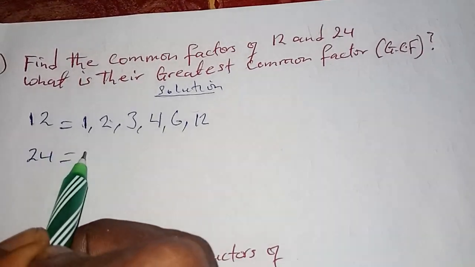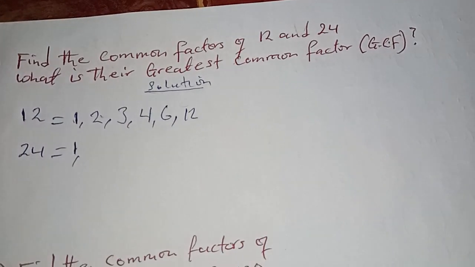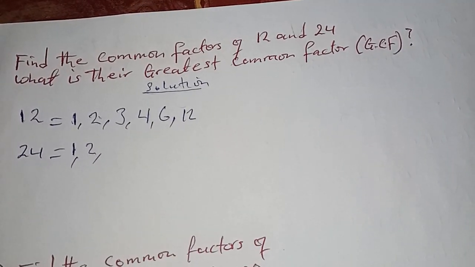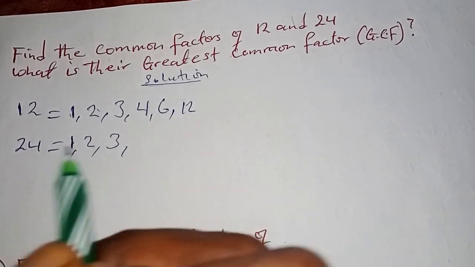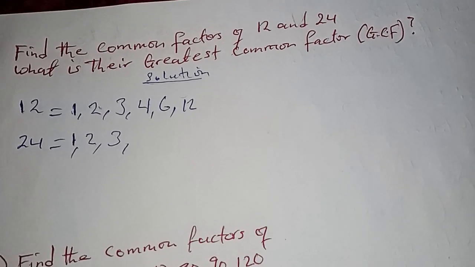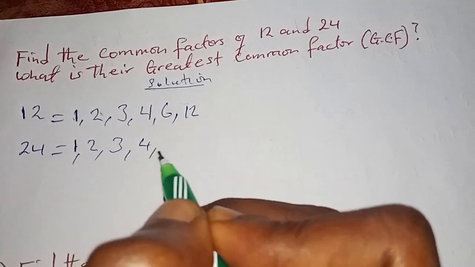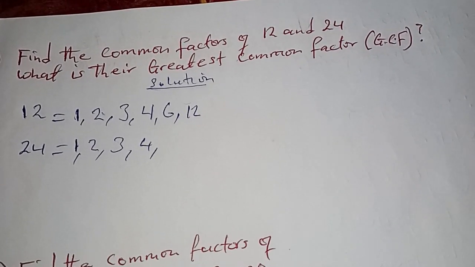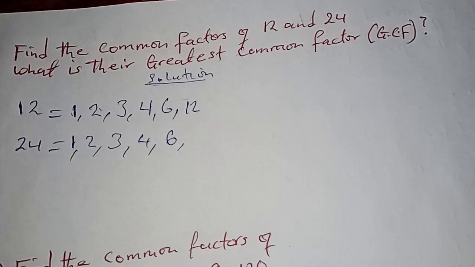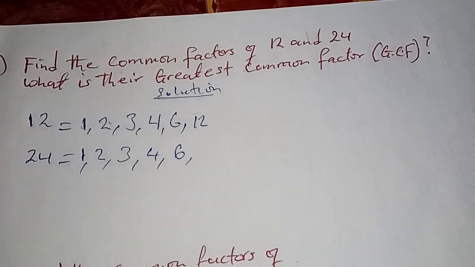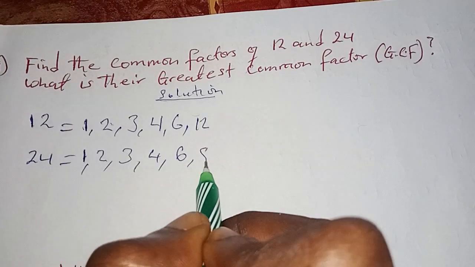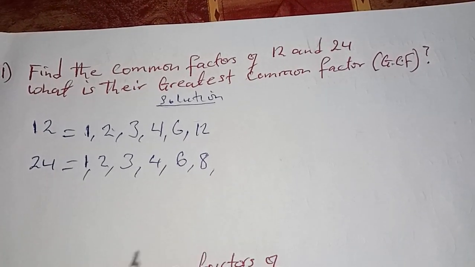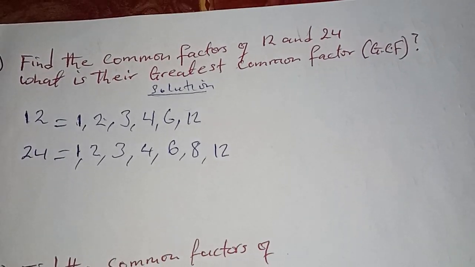Now let us find the factors for 24. We always start with 1. What is the next factor for 24? We have 2. 2 can go into 24. We know 3 can go into 24. 24 can also divide by 4. 5 cannot go evenly. 6 can go, 7 cannot go into 24, but 8 can go into 24. We also know 12 can go into 24, but 10 and 11 cannot.